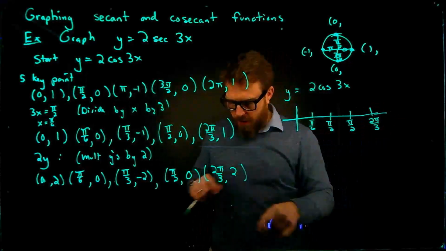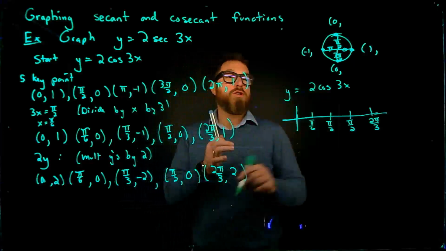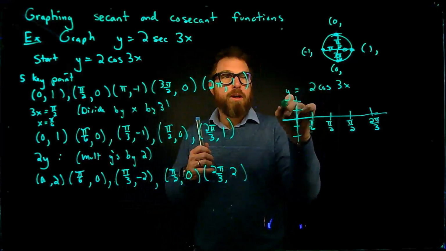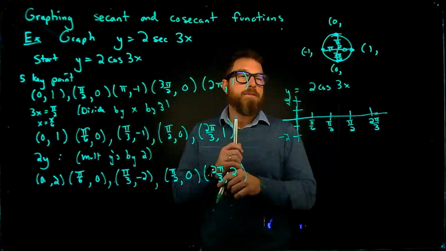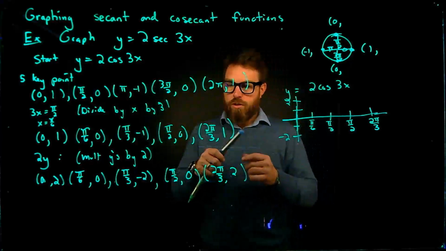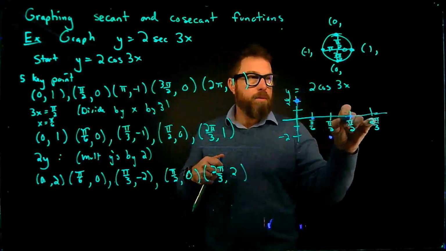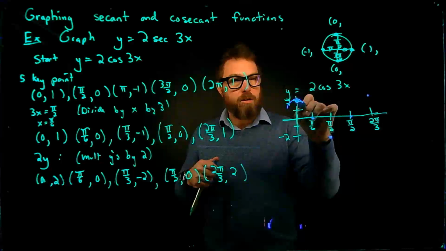Remember, it's divided all the x's by 3, and then I also stretched all the y's by 2. So instead of going from negative 1 to positive 1, this goes from negative 2 to 2, and it's a cosine function, so it should start right there. Okay, boom, boom, boom, boom, and boom. So this is our cosine function.